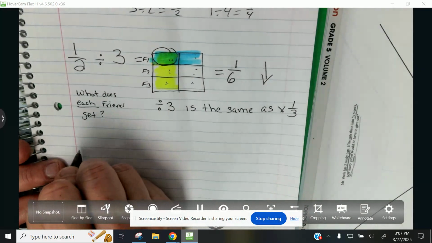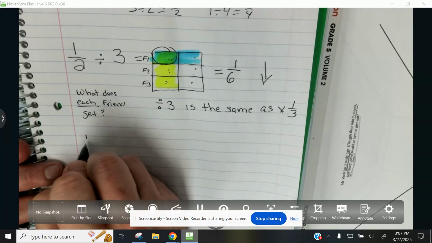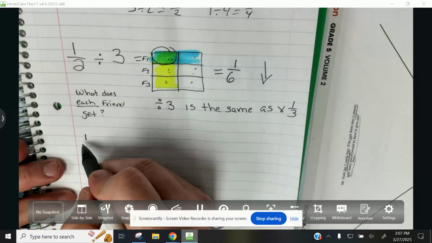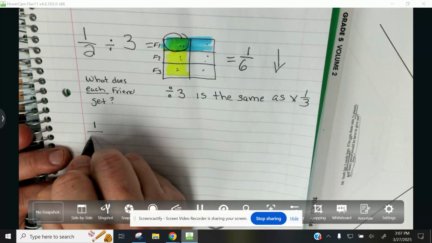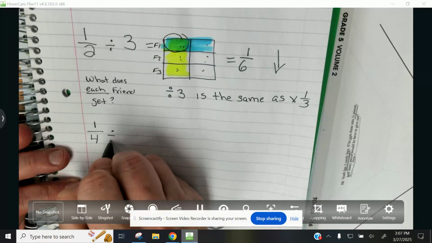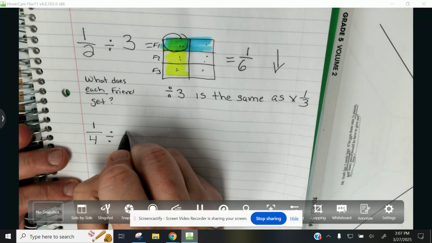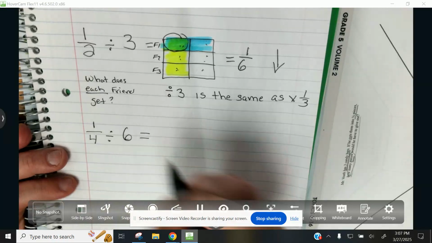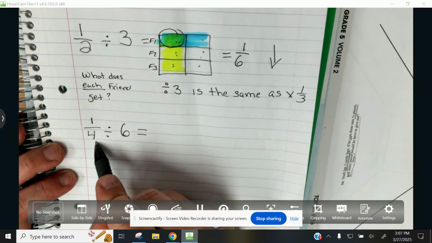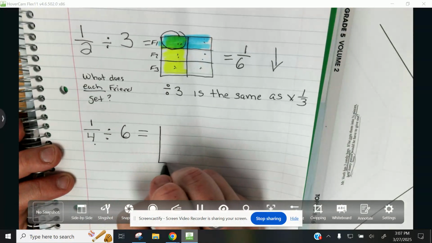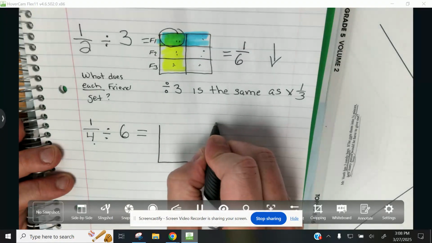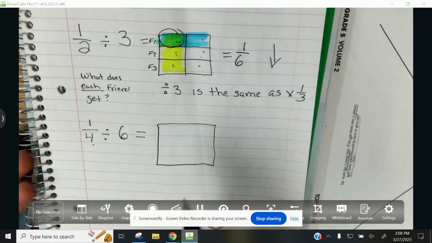Let's make another one. We're going to keep with just unit fractions, so our fraction will be nothing different than a 1. Let's say I have 1/4 divided by, let's go 6. Okay, so what do I have? I have 1/4, so I'm going to draw it. I'm going to make it a little big so I can pay attention here.